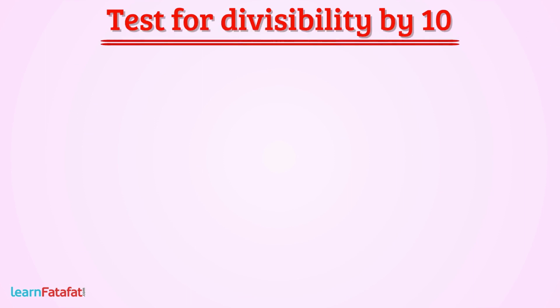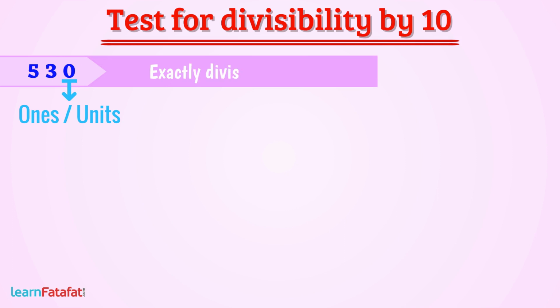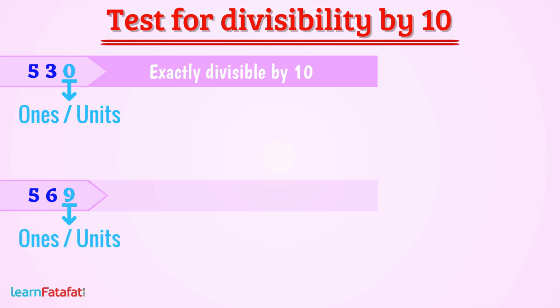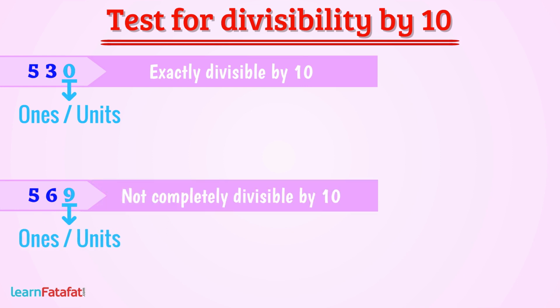Test for divisibility by 10. If a number has 0 at its unit place, then the number is exactly divisible by 10. For example, 530 has 0 at its units place, so it must be exactly divisible by 10. However, 569 has non-zero digit 9 at its unit place, so it is not completely divisible by 10.